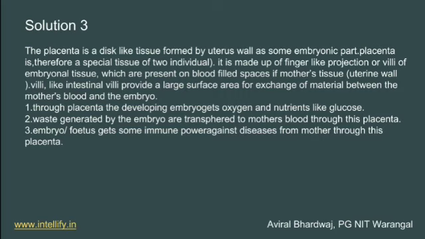Second is the waste generated by the embryo, which passes to the mother's blood through the placenta. And the third is that the embryo gets some new power against disease from the mother through the placenta. The placenta basically supplies food and protection against disease from the mother.